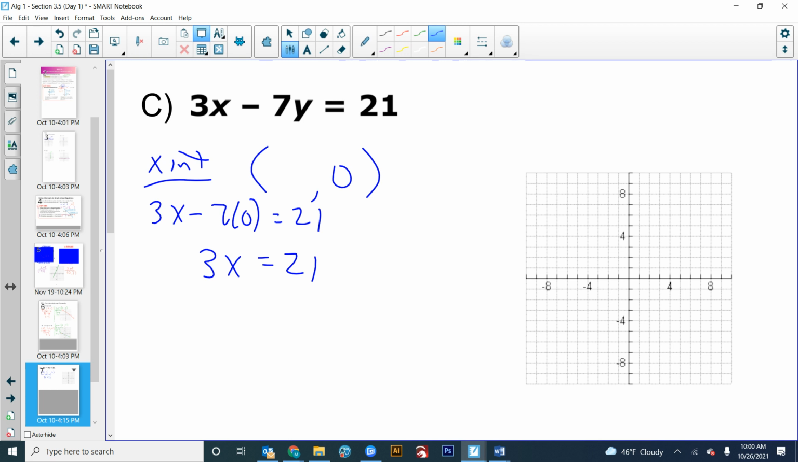Brock, what do you think? Divide by 3. Okay, I'll leave you alone. What's 21 divided by 3? Wow. Smart. So what's my x-intercept? 7. Don't get snippy. It's the 7, 0.